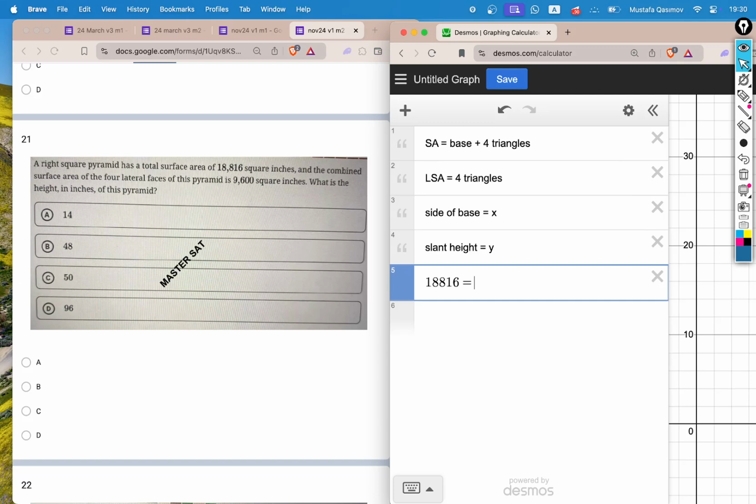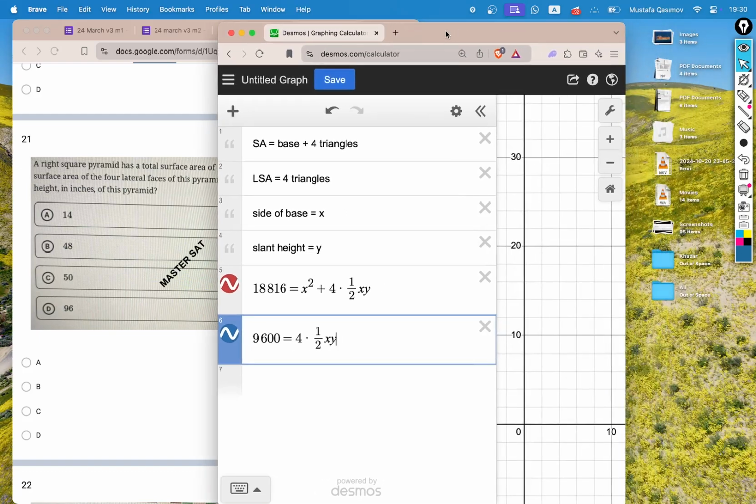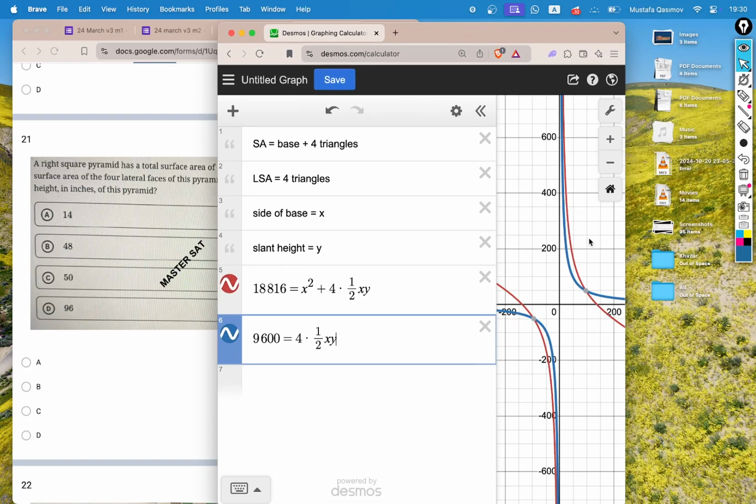Then let's write it like this: 18,816. It is equal to area of base, which will be automatically x square, plus 4 multiplied by 1 over 2 multiplied by x multiplied by y. You don't need to write multiple here. Then we can write second equation here. It will be like this: 4 multiplied by 1 over 2 xy. Then we can find this solution. It will be 96 and 50.